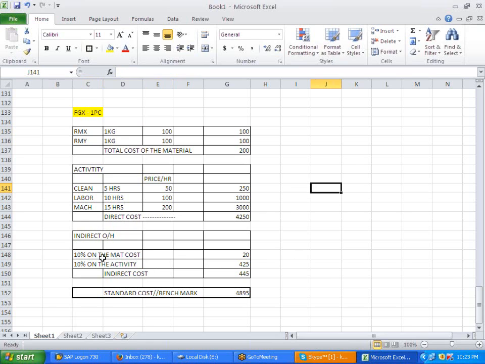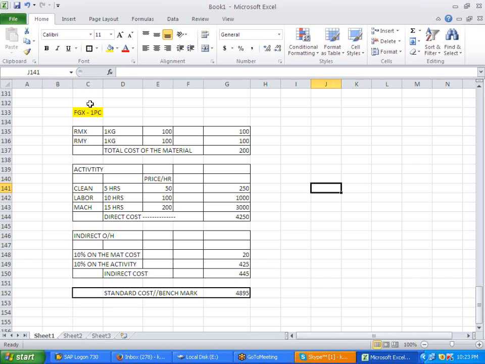See, the reason I'm picking my indirect cost over here is that it is not easily identifiable to my particular product. So I decided that I will charge 10% on the material. The client said, okay, put it this way, 10% on whatever the cost of the material is, or 10% on that activity. So that is what I have put, and this I have allocated as an indirect cost. So this is the total standard cost, or a benchmark cost.